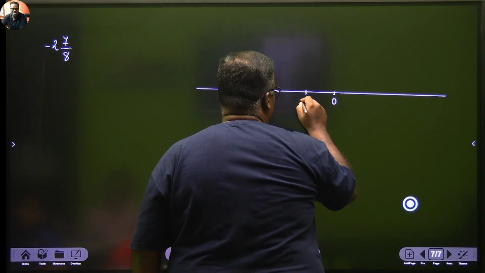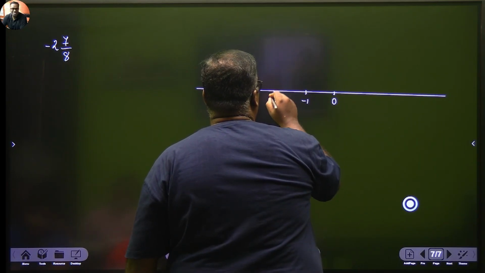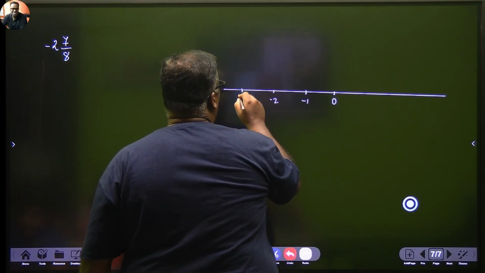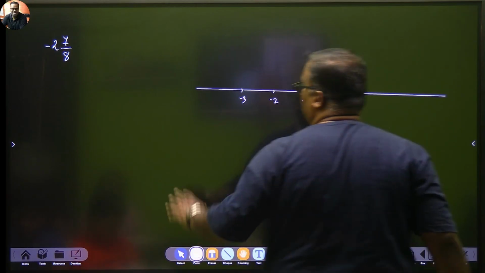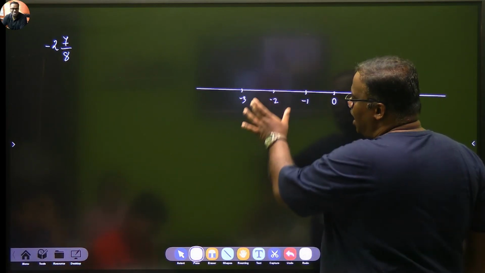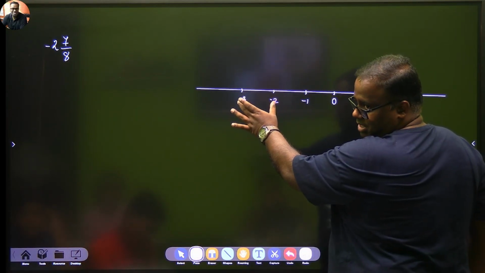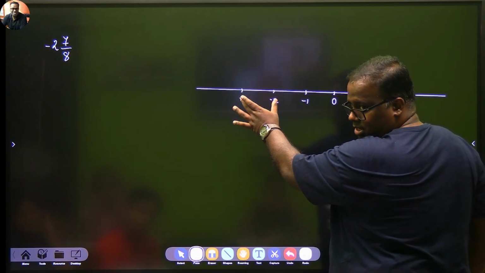So first we put minus 1, then we put minus 2, and then we put minus 3. Now, beyond minus 3, the game is going to happen here. Do you agree? Because it's beyond.